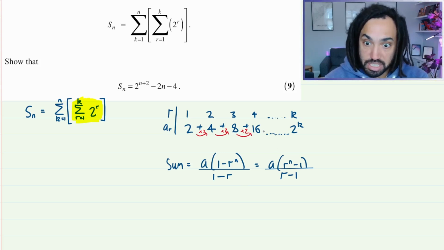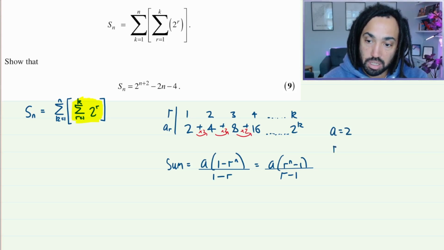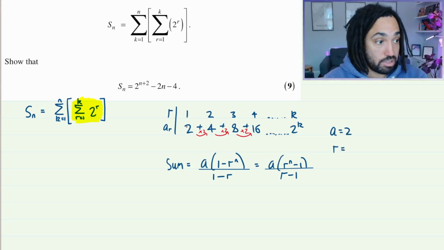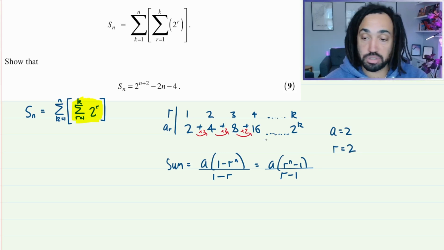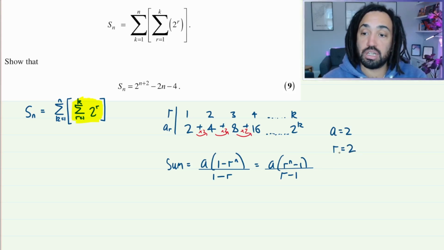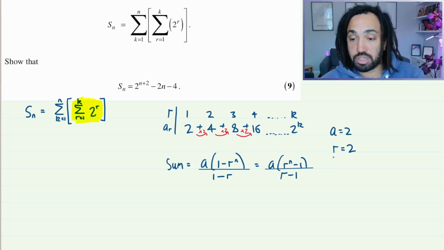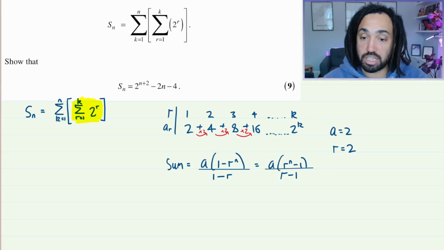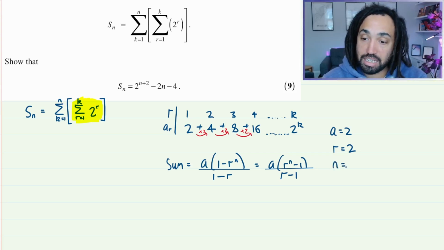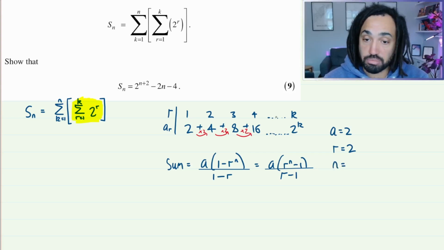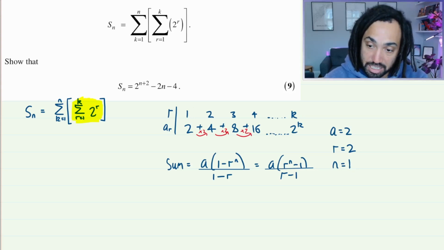Okay, so for this particular series, a is equal to 2 because that's the first term, as you can see here. r is the common ratio, not the difference, it's the ratio, and you're timesing by 2, so it's 2. And then n, the number of terms will be k, because you've got 1, 2, 3, 4, all the way up to k, so k is the number of terms.